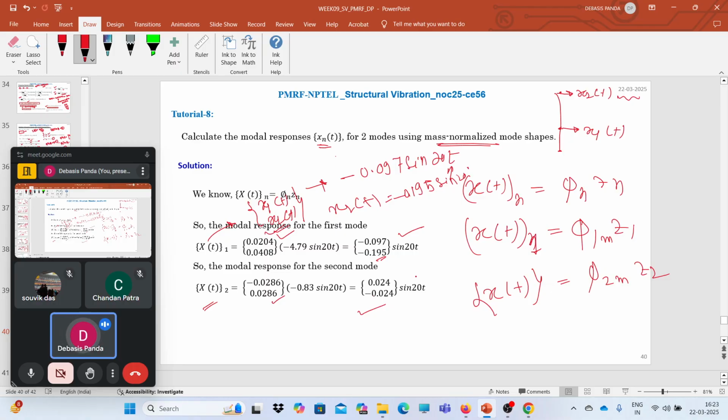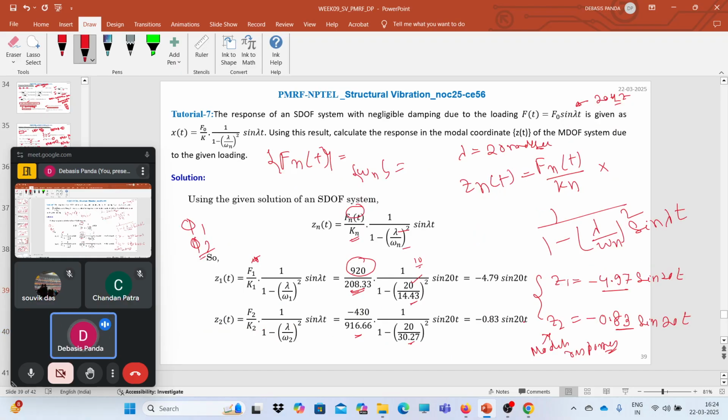Now, if we want to combine the two responses, the x of t vector will be nothing but your phi total matrix times z. So you will get the combination from two modes. Say x1 will be phi 1 1 z1 plus phi 1 2 z2, like this. We have already seen this kind of equation. So for now you just need to calculate the modal responses, that means x1 of t and x2 of t, and you will get the answer in the form of vectors, and you just need to put down the right answer, right?